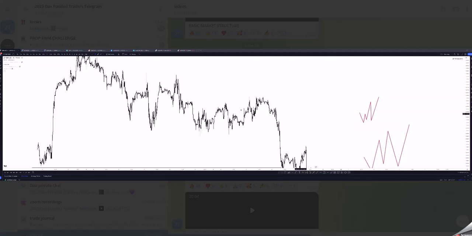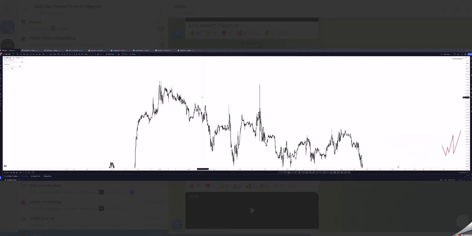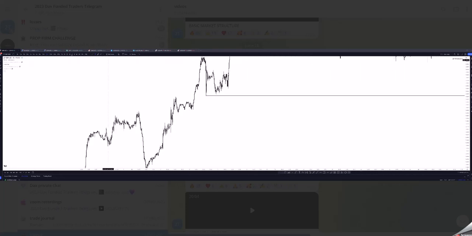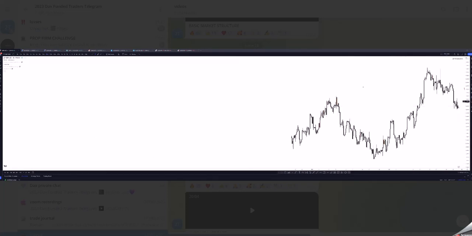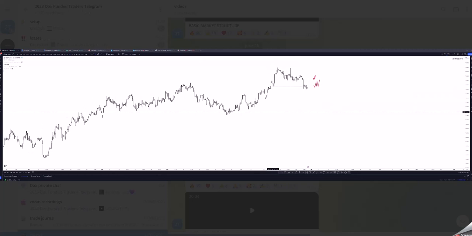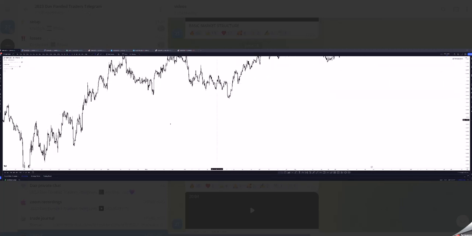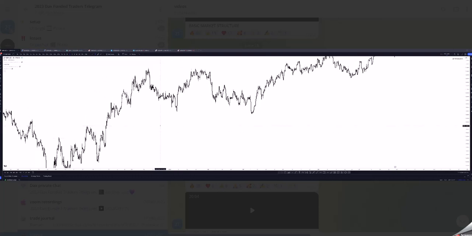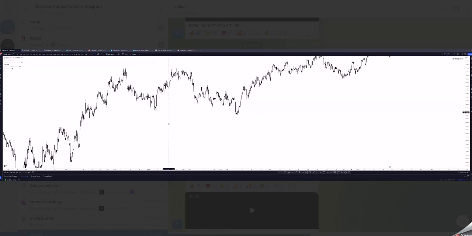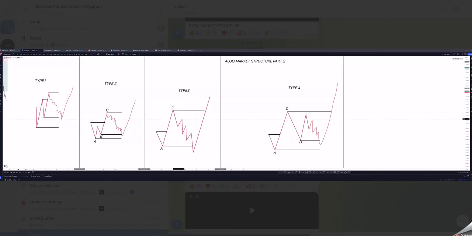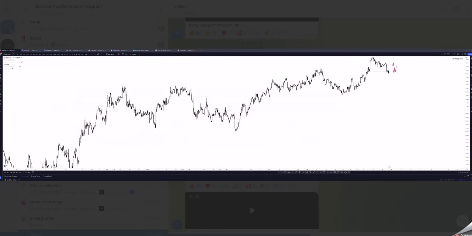Now let's look for type 1. Let's go to the 4-hour time frame. Now you can see, okay, look at this. Look at what we have here. This is a typical example of type 3. You can see this type 3 here.